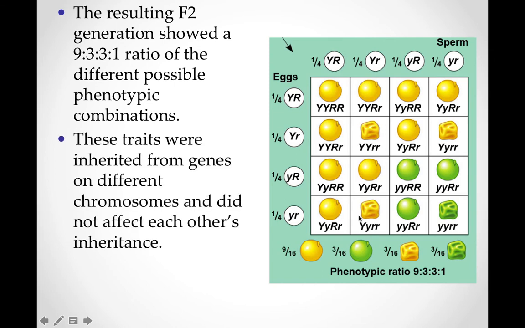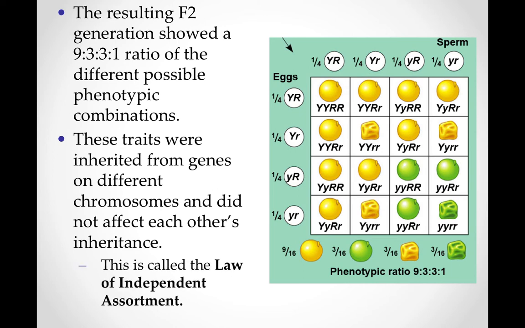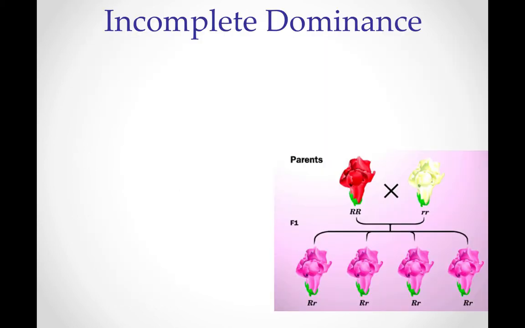These traits were inherited from genes on different chromosomes and did not affect each other's inheritance. They were not linked together. This is called the law of independent assortment, when those genes are not linked together.